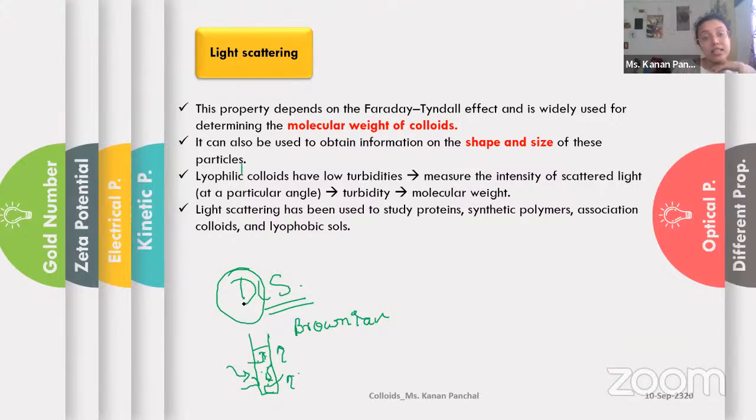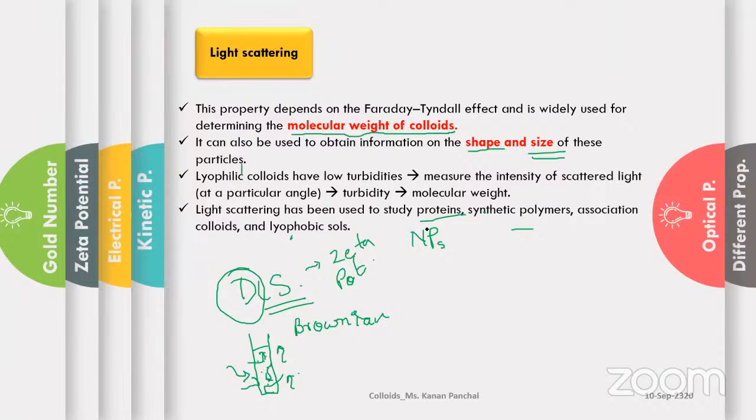With dynamic light scattering you can determine the molecular weight of colloids, the size of colloids, and the shape too. With DLS instruments, you can also determine the zeta potential, the electric property. So these are some things which can be done. It becomes very important to study proteins, polymers, nanoparticles, liposomes, AAVs, and everything. Understood? Yes, ma'am.